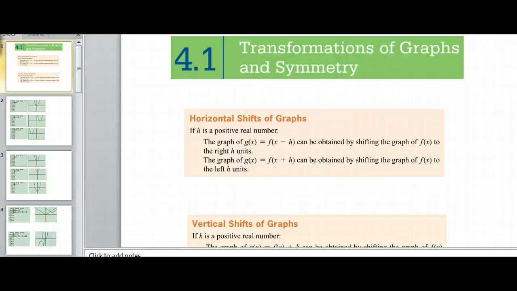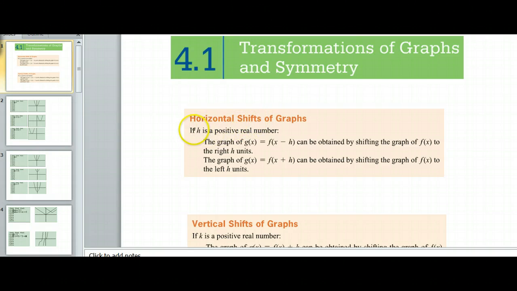This is 4.1 notes. So 4.1 deals with transformations of graphs and symmetry, meaning we take one of these base functions and we shift it. Okay, so we're going to take some function like y equals x squared, a parabola, or the absolute value function, or cubic function, square root function, one of our base functions, and we're going to move them around in the plane.